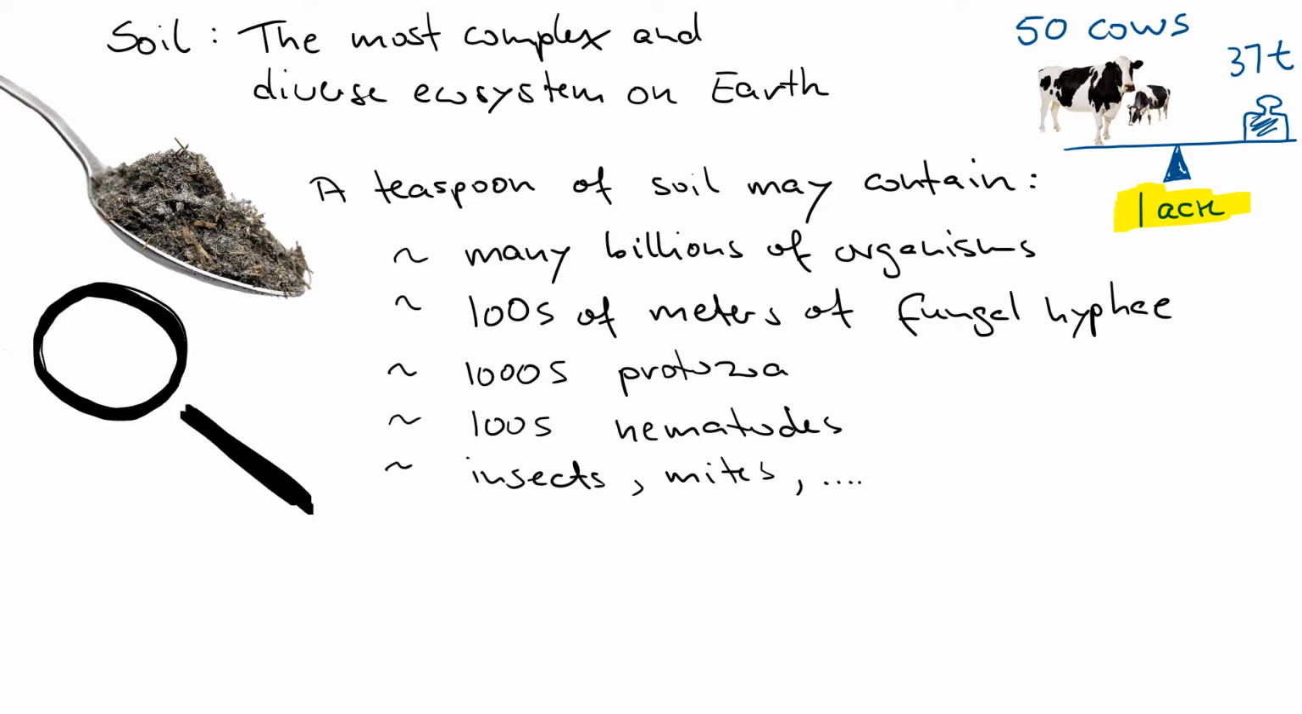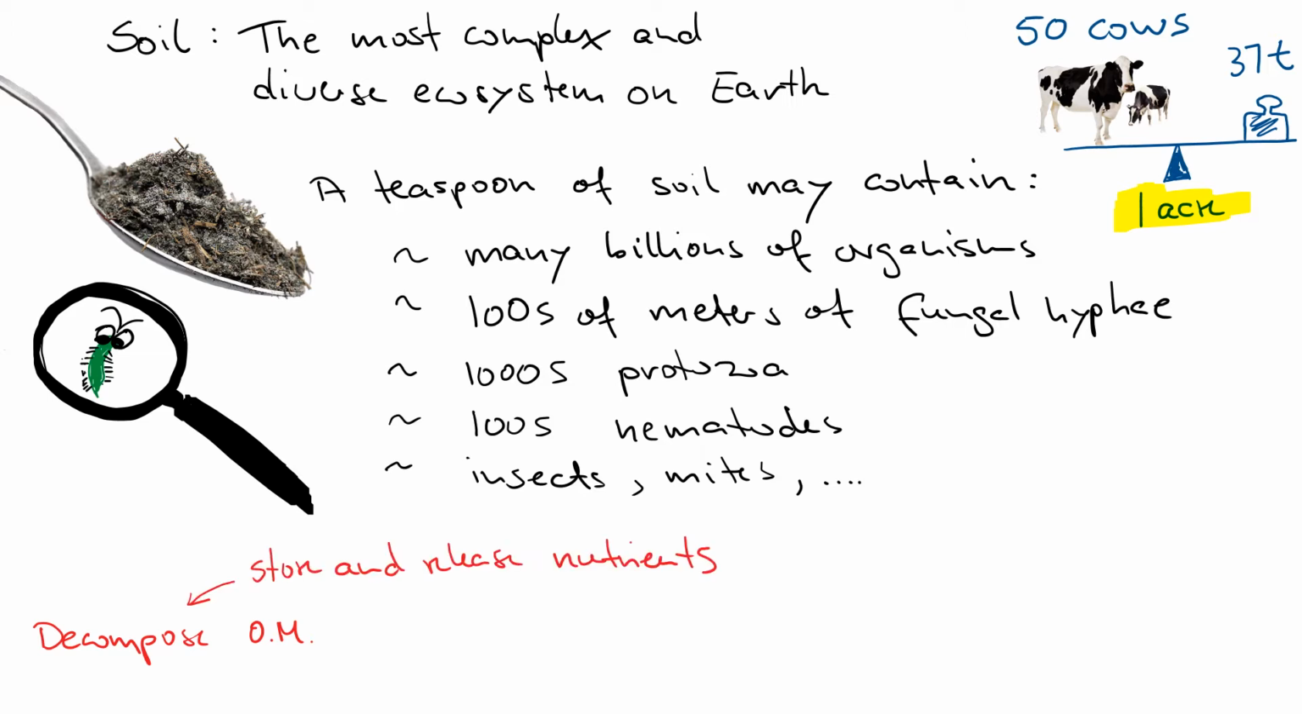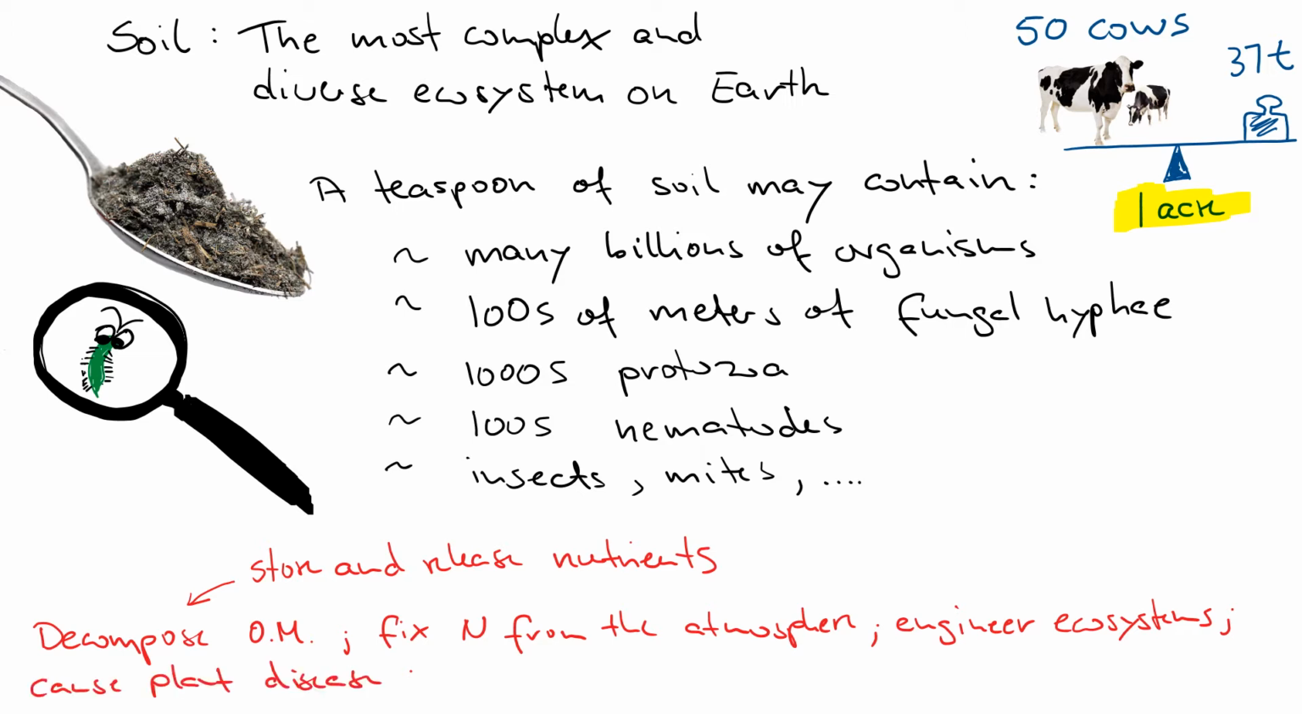Now granted, most of these are teeny tiny, but they play important roles in soils. Most of these organisms are involved in the decomposition of organic matter, which is a really important mechanism that stores and releases nutrients and keeps nutrients cycling through ecosystems. They help fix nitrogen from the atmosphere. Others are ecosystem engineers. Earthworms are a prime example of that. They may cause plant diseases, or they may help in suppressing pathogens. But all of them together work in this wonderful system, the soil ecosystem.